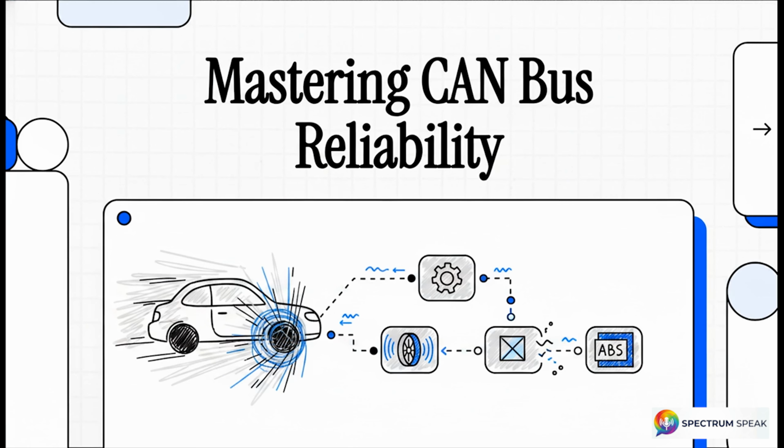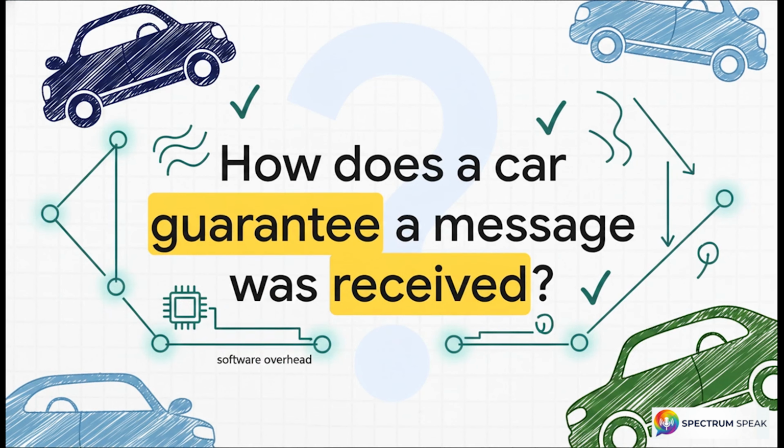Welcome, I'm your host, and today we are mastering the physics of CAN bus reliability. We're pulling directly from advanced automotive engineering texts to understand exactly how cars keep us safe right down at the physical layer. So here's the core micro-mystery for today's explainer. How does a car actually guarantee that a critical message was received perfectly by every single node without bogging down the network with heavy software overhead? How do we achieve instant, 100% reliable data consistency on a shared copper bus?